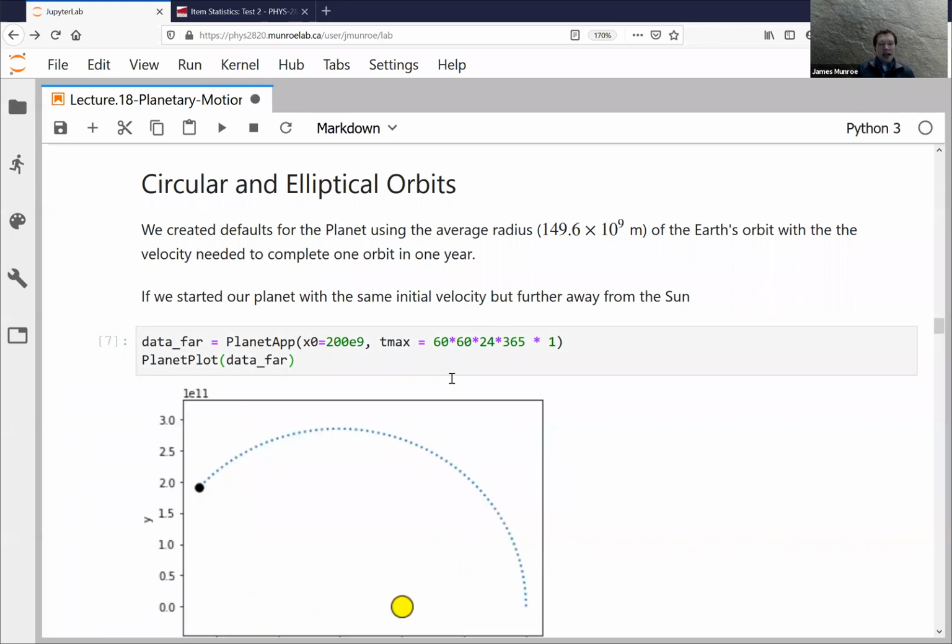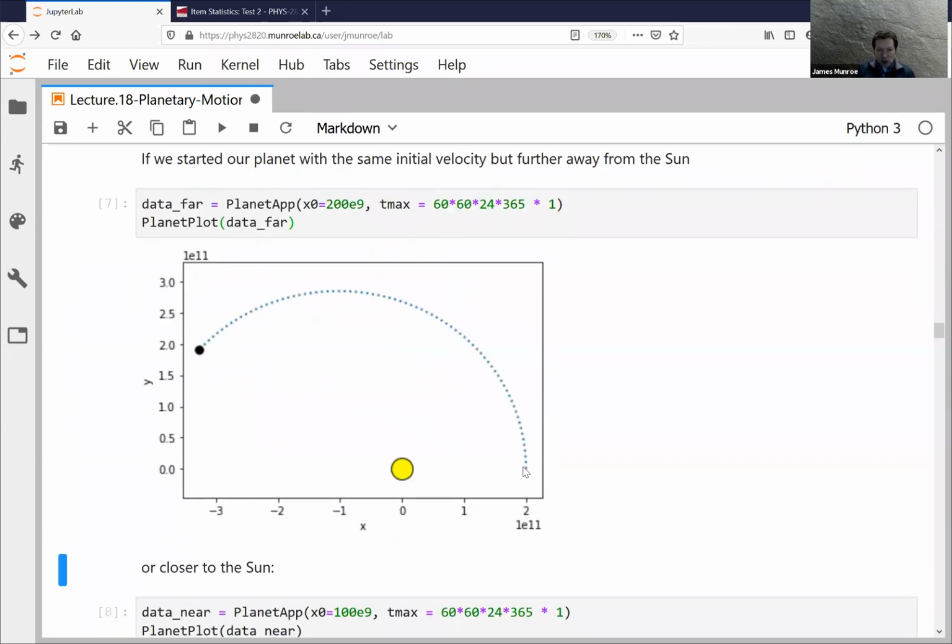And what you're going to see is the same initial starting spot, but it ends up going further away from the sun. It doesn't trace out a circle. It traces out this sort of shape. It stops here because we're only simulating this for 1 calendar year.